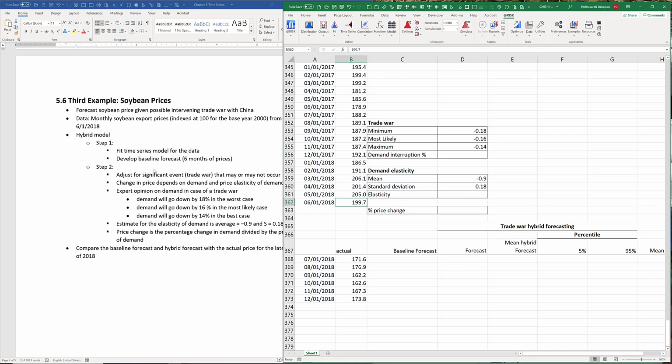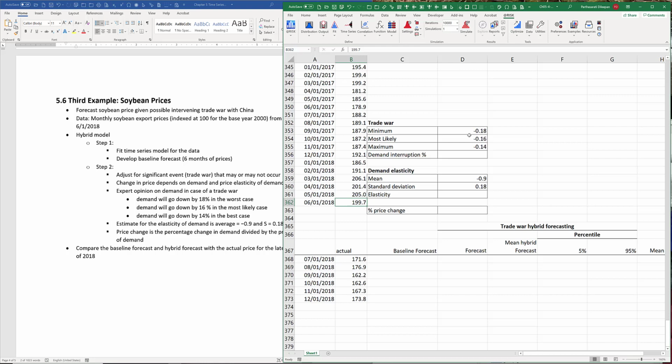Since these are soybean prices, if there is an intervening trade war, the demand for US products is going to go down. And if the demand goes down, what will happen to the price? We are actually forecasting the price. So it's a two-step process to adjust the baseline forecast to a forecast in case of a trade war. First, simulate what the demand interruption will be. Here we are going to look at the percentage by which the demand will fall.